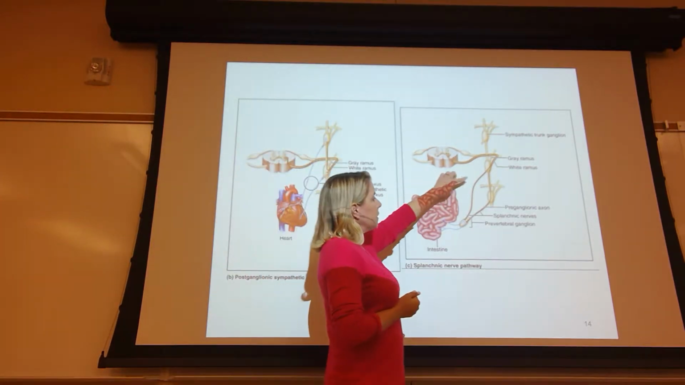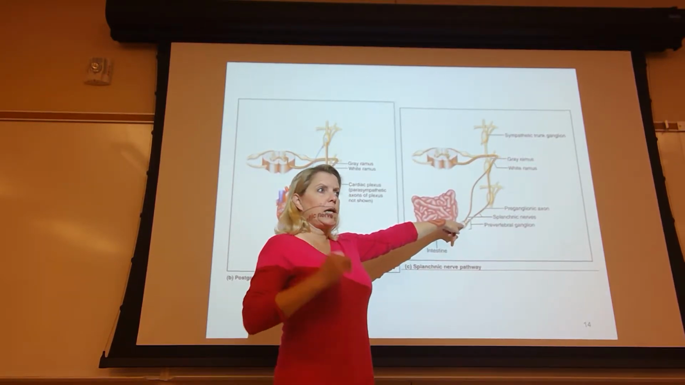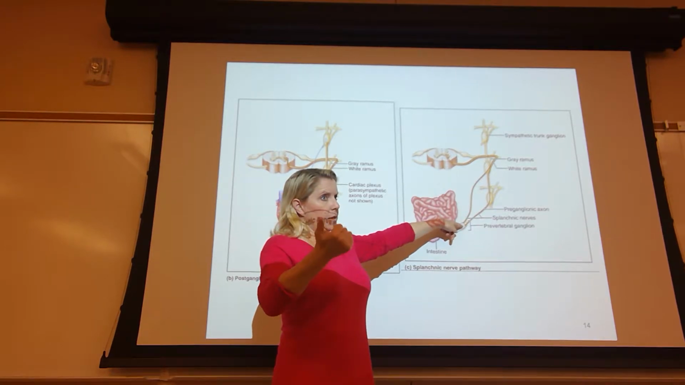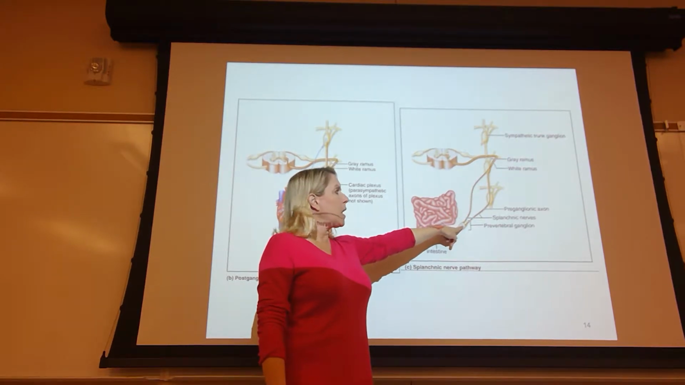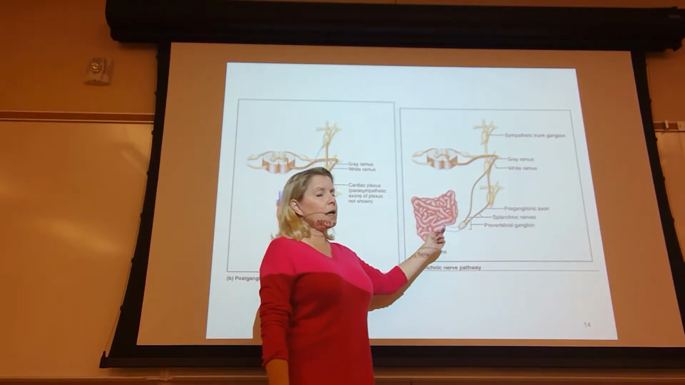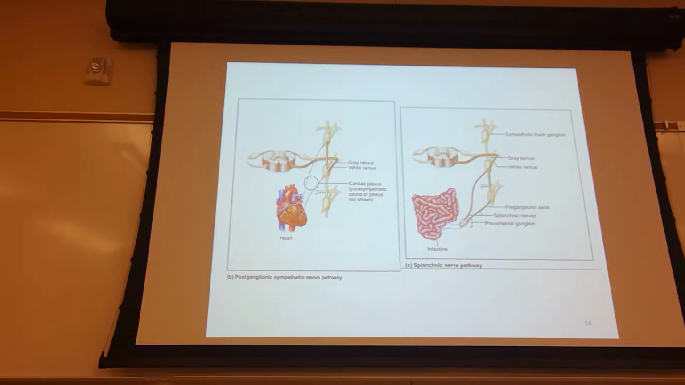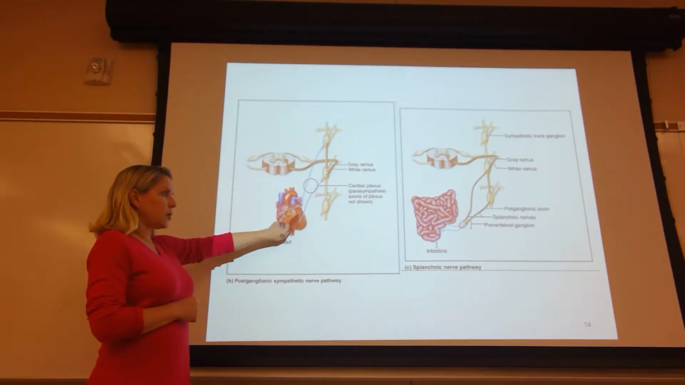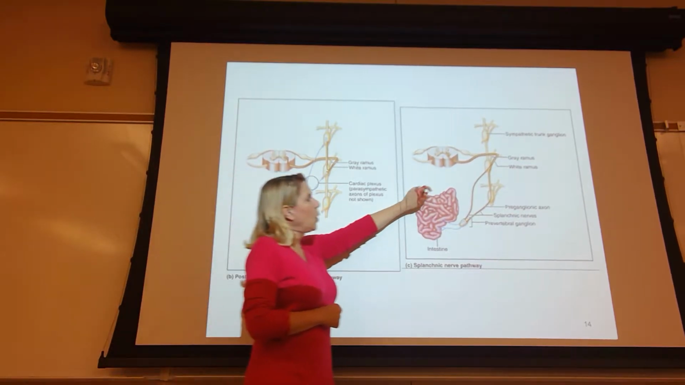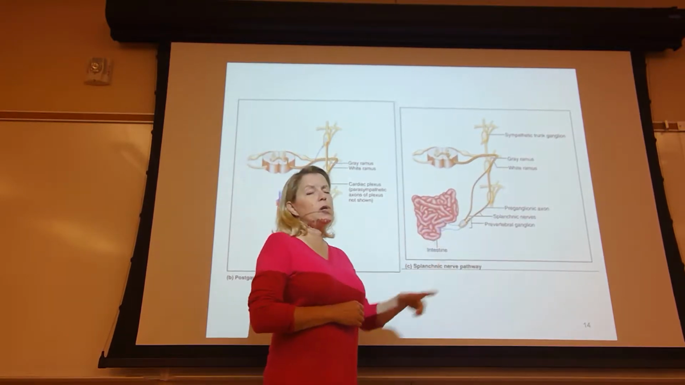Another option is that the postganglionic neuron can be in one of the three prevertebral ganglia: celiac ganglion, superior mesenteric ganglion, inferior mesenteric ganglion. And that postganglionic fiber will synapse to involuntary effectors found in the abdominal cavity. So those are the two options. I can either exit through the posterior wall to get to thoracic viscera, or I can synapse on the prevertebral ganglion to get to abdominal viscera.